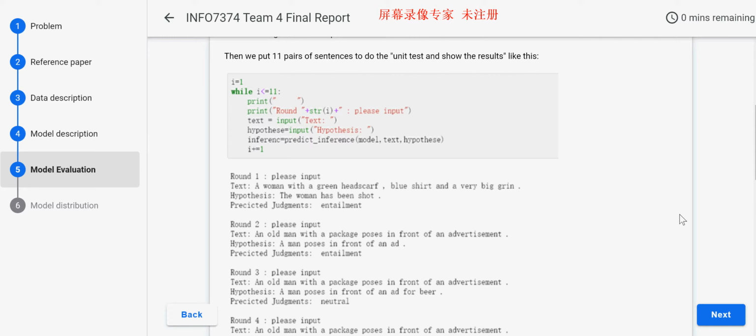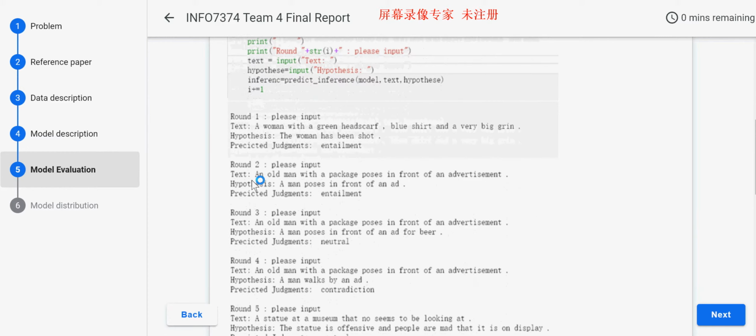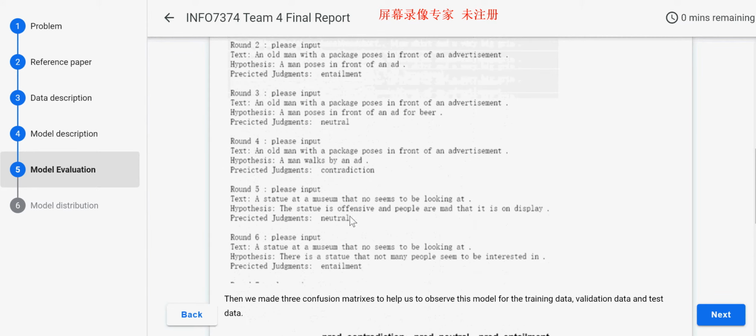It's a part of the assignment. If we input the text, an old man with a package poses in front of an advertisement, and we make the hypothesis, a man poses in front of an ad, we can use the model to make the judgment. The two sentences are an entailment. The other examples are just like this.